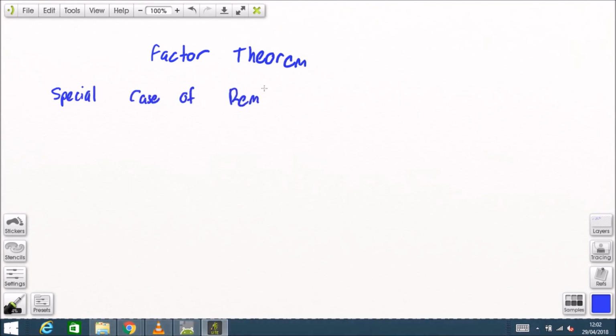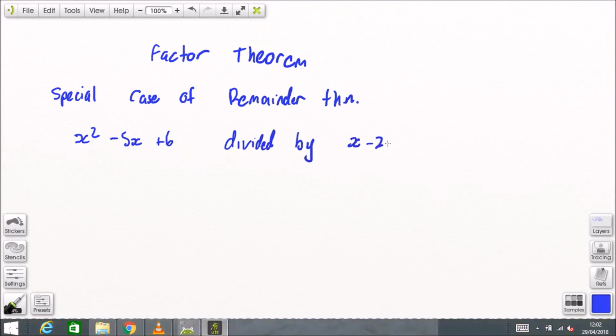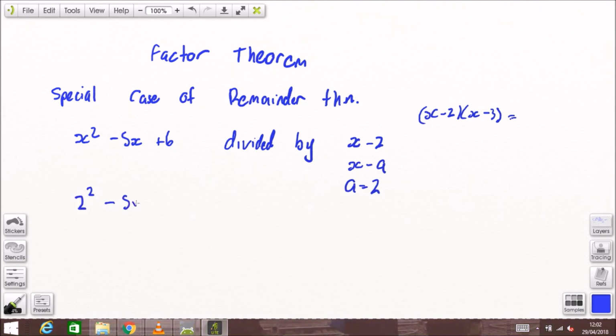So we're going to talk about factor theorem, which is just a special case of the remainder theorem. So here's our quadratic that we started at the beginning. We're going to divide it by x minus 2. Just a reminder, x minus 2 and x minus 3 were the two factors. Okay, and we did this with long division, but I'm just going to do it using remainder theorem. So a is equal to 2. I'm going to take 2, I'll plug it in everywhere I saw an x. That's going to give us 0.